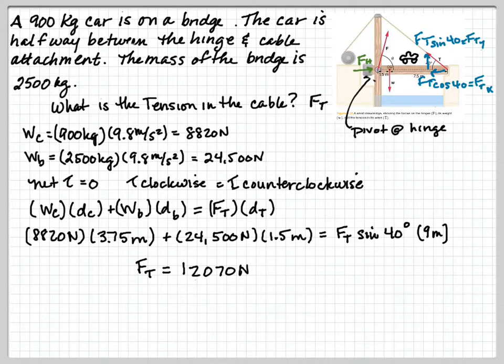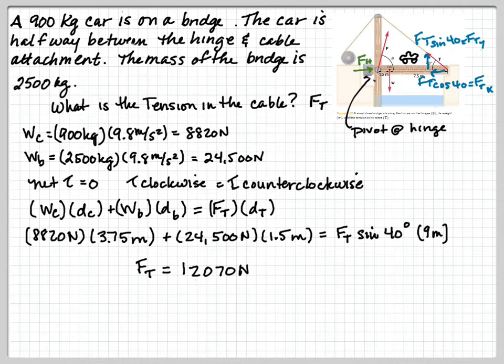Okay, so here's an example of static equilibrium using forces and torques that are all balanced to find out some different things about the physics of a bridge. So we have a drawbridge there with a hinge on one side and a cable attached to the other. It has a car in the middle.